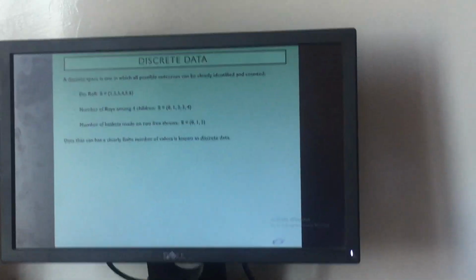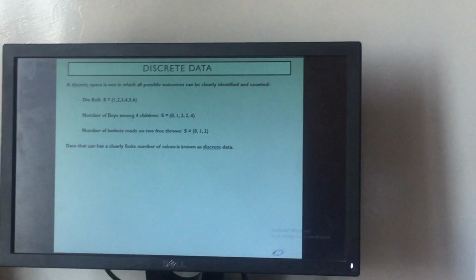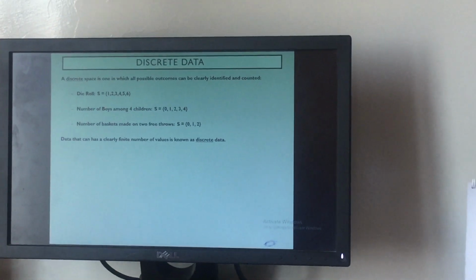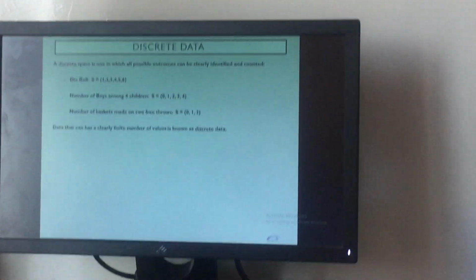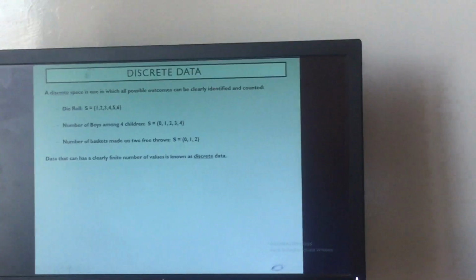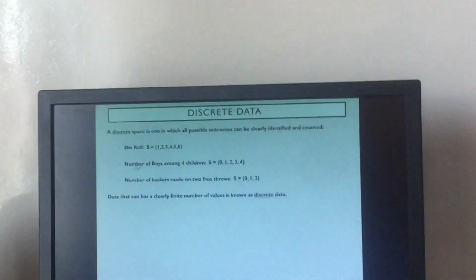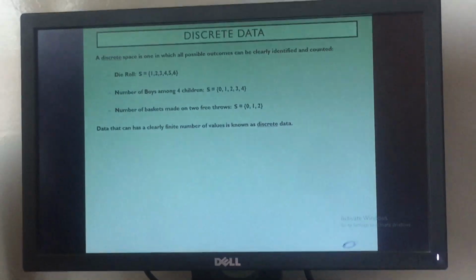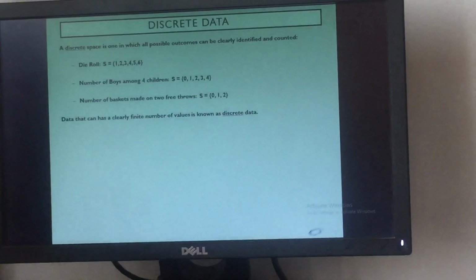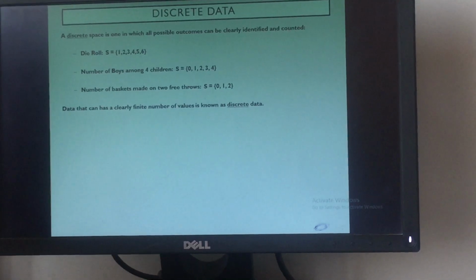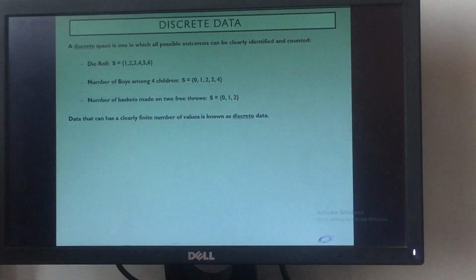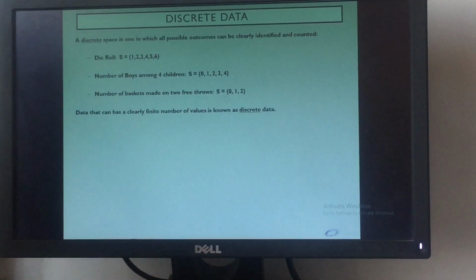So what is discrete data? A discrete space is one in which all possible outcomes can be clearly identified and counted. We have a die roll: 1, 2, 3, 4, 5, 6. Similarly, the number of boys among 4 children: 0, 1, 2, 3, 4. And the number of baskets made on 2 free throws: 0, 1, 2.